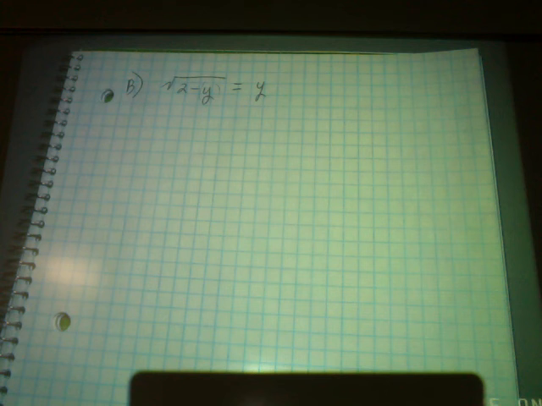How many solutions do you get? When you solve for this, how many solutions do you get before you check it? 2. How many solutions are you left with after your check? You're only left with 1. So let's see why.